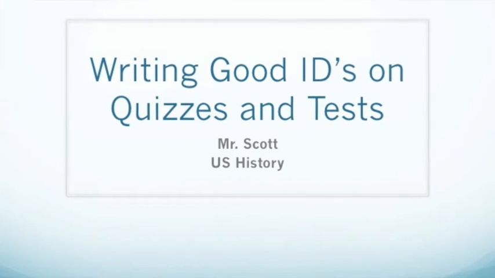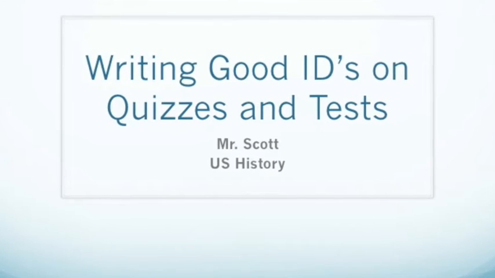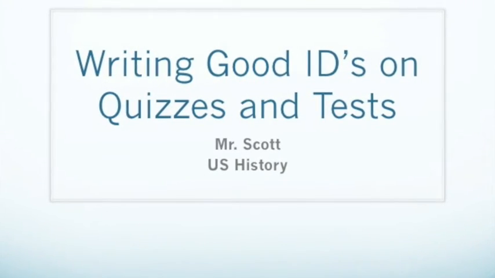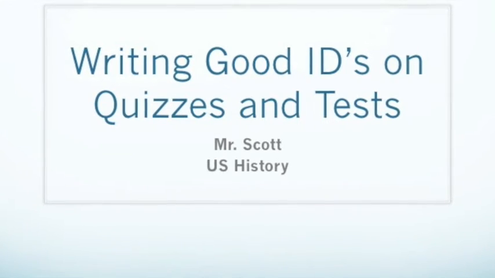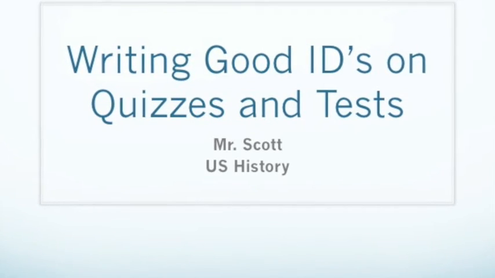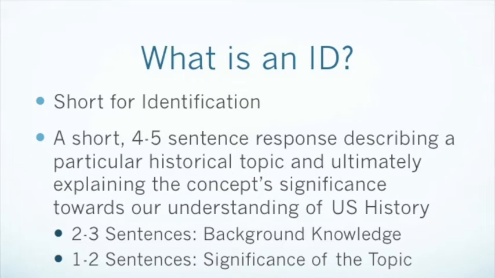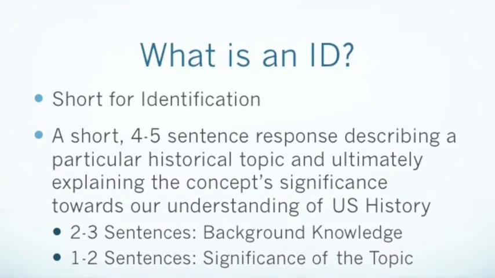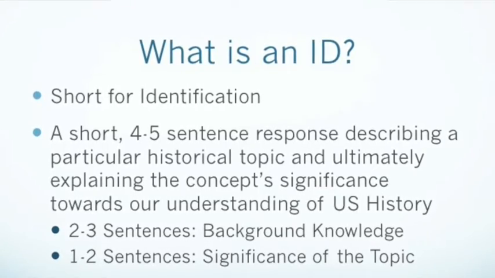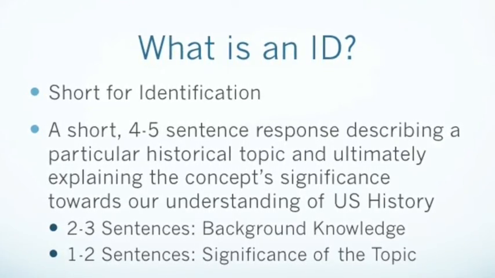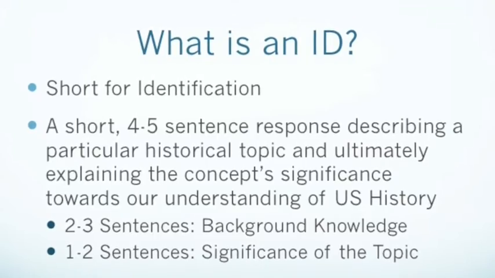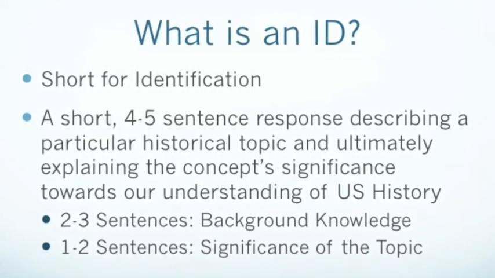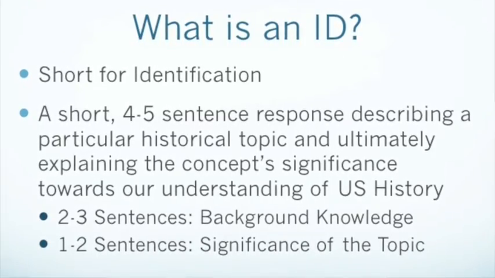This is Mr. Scott, and today we're going to be talking about how to write a good ID on your quizzes and tests in US history. I know the first thing you're probably wondering is what in the world is an ID? Well, the short answer is that it's a 4 to 5 sentence response asking you to talk about a person, place, concept, event, or idea in history, and ultimately wrap it up with an explanation of the significance of that person, place, concept, event, or idea.